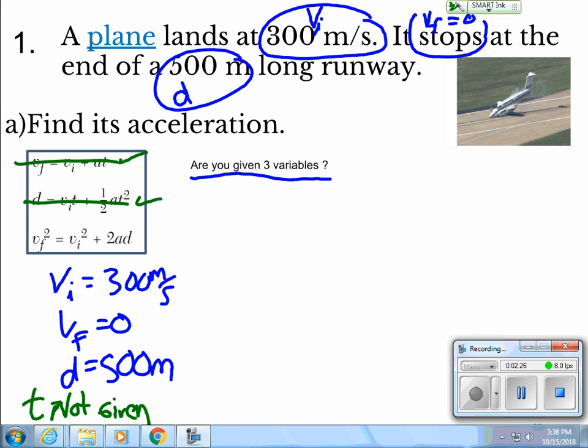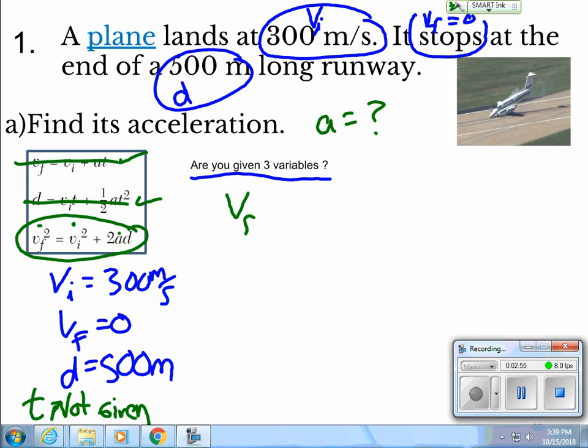So now I look at my third equation. I'm given initial velocity, I'm given D, and I'm given final velocity. A is what I'm trying to find. So I have enough information to solve for my acceleration. Since I'm looking for A, I'm going to plug in what I know and what I don't know.